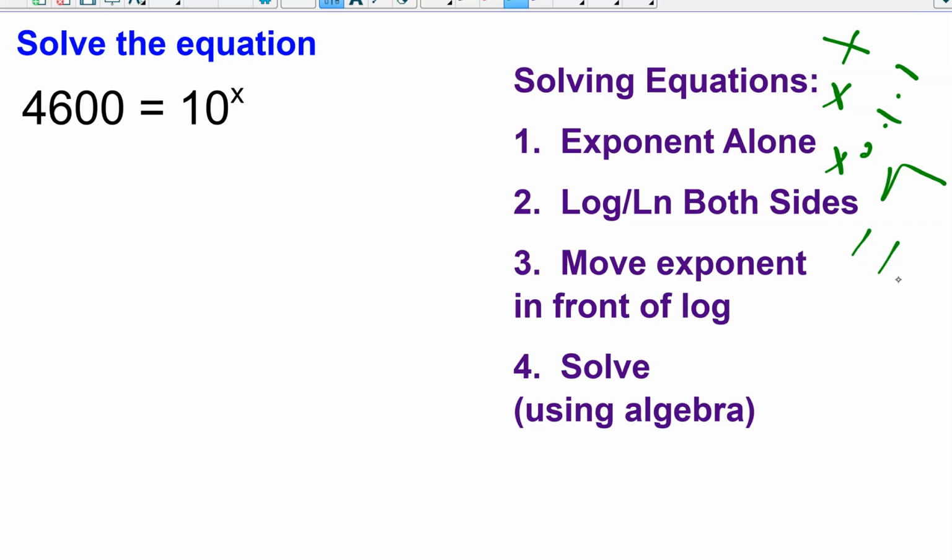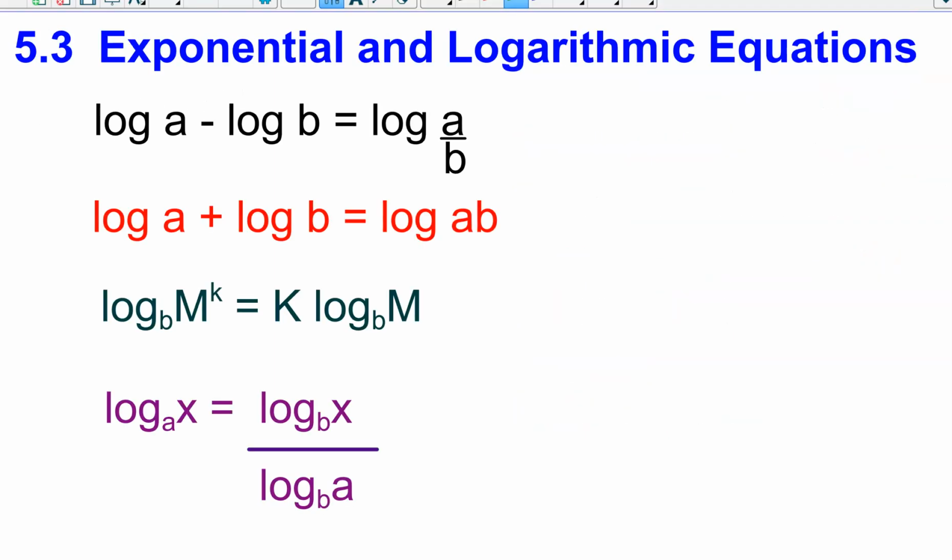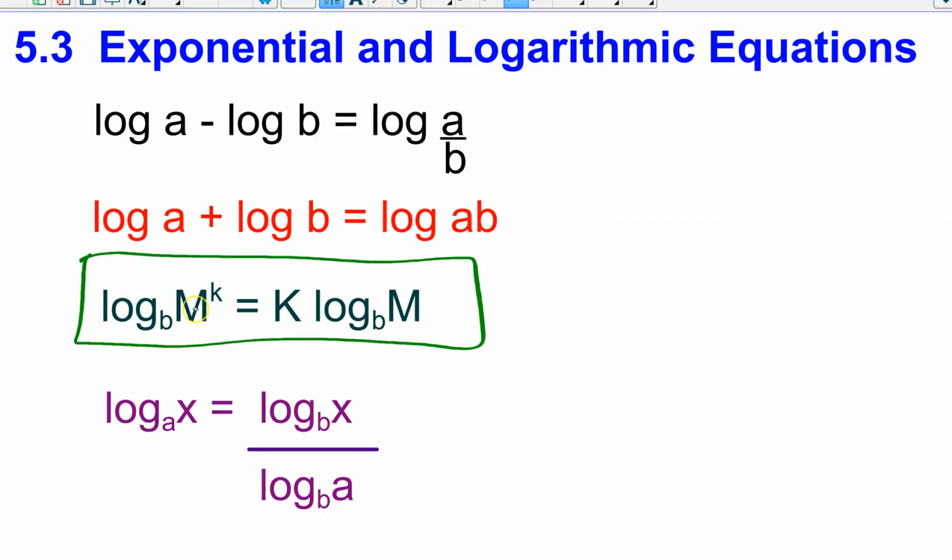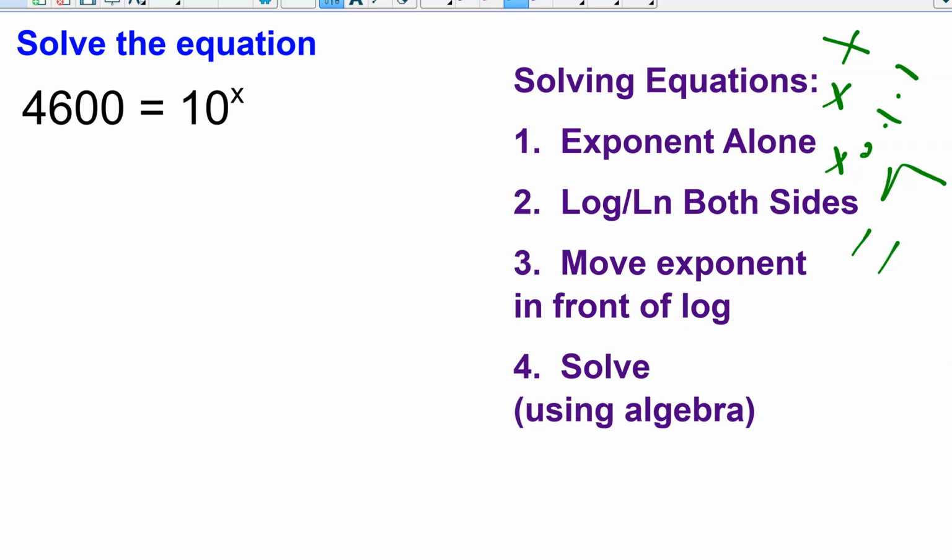And whatever you do to one side, you have to do to the other. And that will come into practice, which would be this one right here. If it was just m to the k, you have to have a log in front of it in order to bring that down into the front. So on this first equation here, first thing we're going to do is log both sides. We can do whatever we want just so that whatever we do to one side, we do to the other.